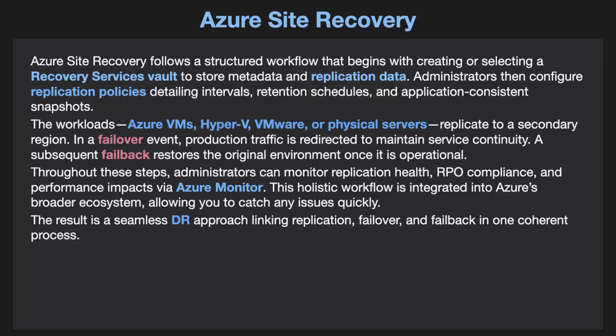Azure Site Recovery follows a structured workflow that begins with creating or selecting a Recovery Services Vault to store metadata and replication data. Administrators then configure replication policies detailing intervals, retention schedules, and application-consistent snapshots. The workloads, Azure VMs, Hyper-V, VMware, or physical servers, replicate to a secondary region. In a failover event, production traffic is redirected to maintain service continuity. A subsequent failback restores the original environment once it is operational.